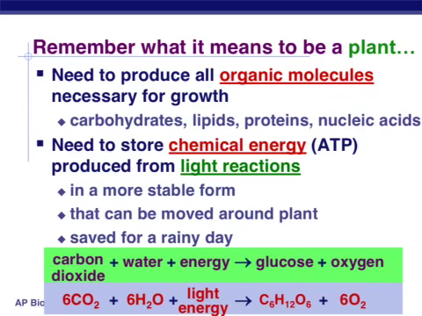Don't forget, when it comes to making these organic molecules, ATP is made in the light reactions, and then we have to store it so that we can transport it to be used in the light-independent reaction so we can actually make our organic molecules. So we have a lot of similar needs, just like you would if you were an animal. You still need organic molecules, you still need to store chemical energy.